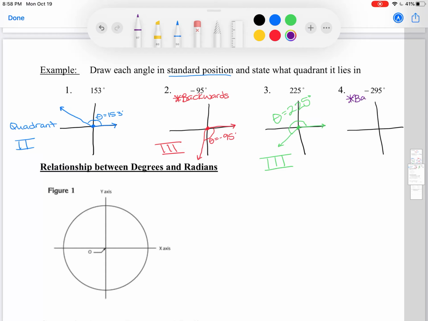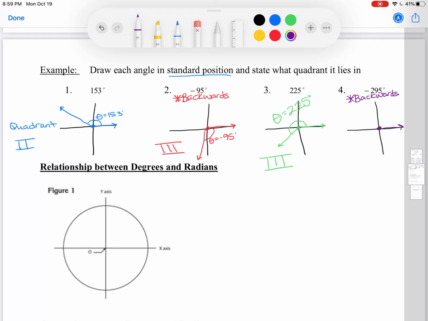Okay. And last but not least, question 4. So if I anticipated any sort of mistakes on these, it's probably going to be with the negative angles. All right. I get tripped up sometimes as well. So we just have to keep remembering that, one, if you see a negative angle and you're asked to draw it, it's going to go backwards.